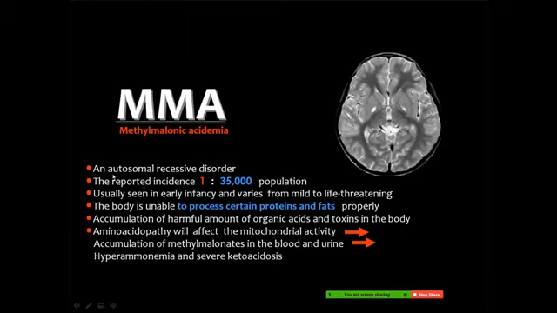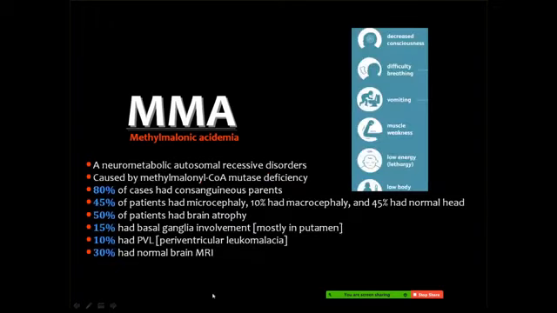Methylmalonic acidemia is an autosomal recessive disorder, and the body is unable to process certain proteins and fat, leading to the accumulation of harmful amounts of organic acids and toxins in the body. And this will cause amino acidopathy that will affect the mitochondrial activity. The presentation on imaging is a classic bilateral symmetrical abnormal signal in the globus pallidus.